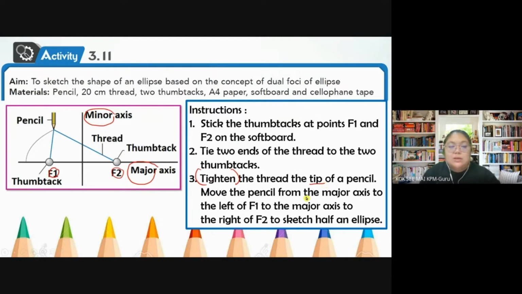Okay, after that, you start to draw. Because the points are already fixed, the track cannot move. So you can start from F1. You start to draw, pulling until maximum. Then you go down and continue to pull. So later you can see here, you have drawn an ellipse shape.